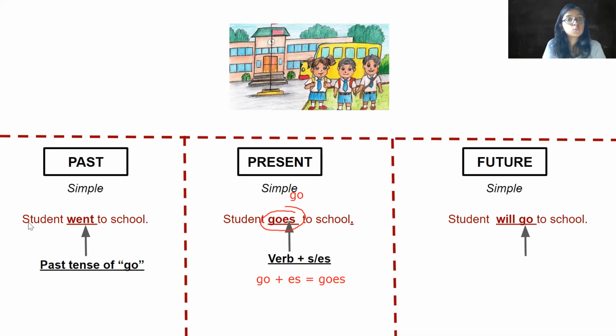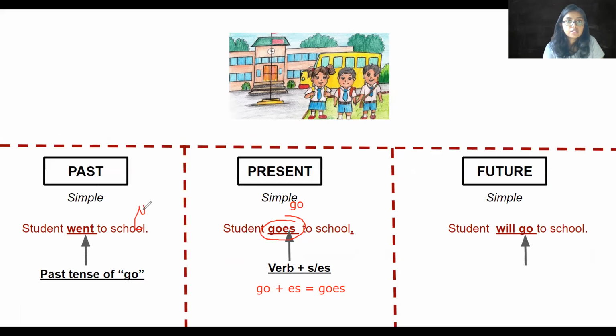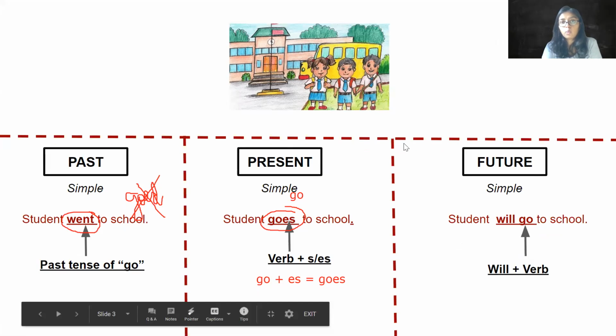Simple past, student went to school. Now this did not become goed, because the past tense of go is went. So remember, the past tense of go is went. That's why we did not write it as goed. For future tense, what happened? Student will go to school. So will plus verb, will plus go became will go. Student school jata hai, student school jata tha, student school jayega. So this was the second example.